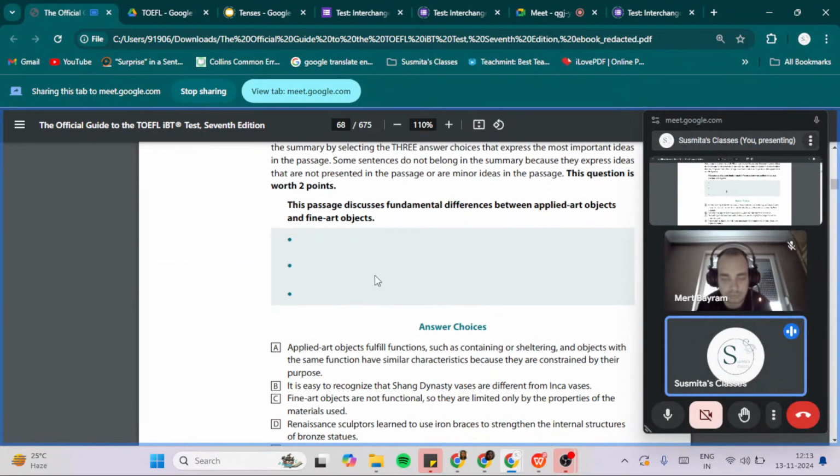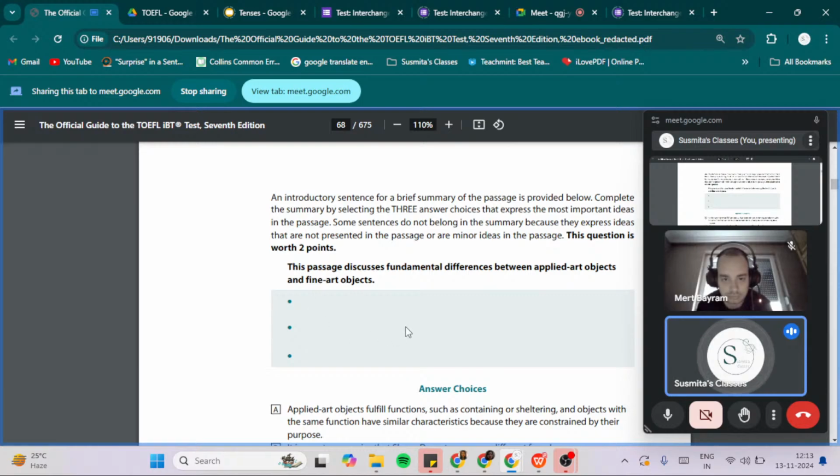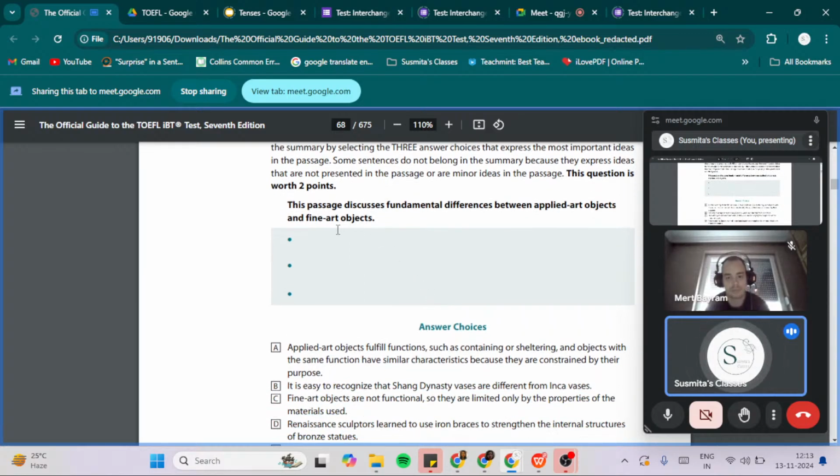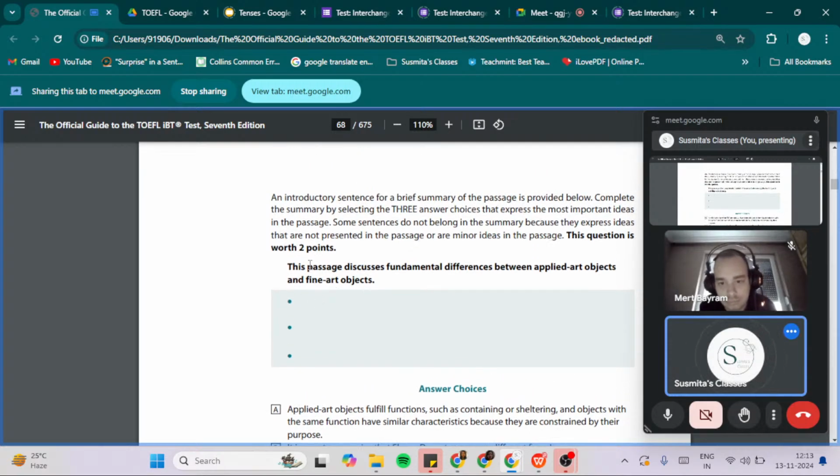This is how it would look. Usually in the exam you have to drag the sentences on the computer. Basically, if you want to select an option, you will drag it over here. The first sentence will always be given, so you have to select sentence number 2, sentence number 3 and sentence number 4, which will summarize the whole passage.